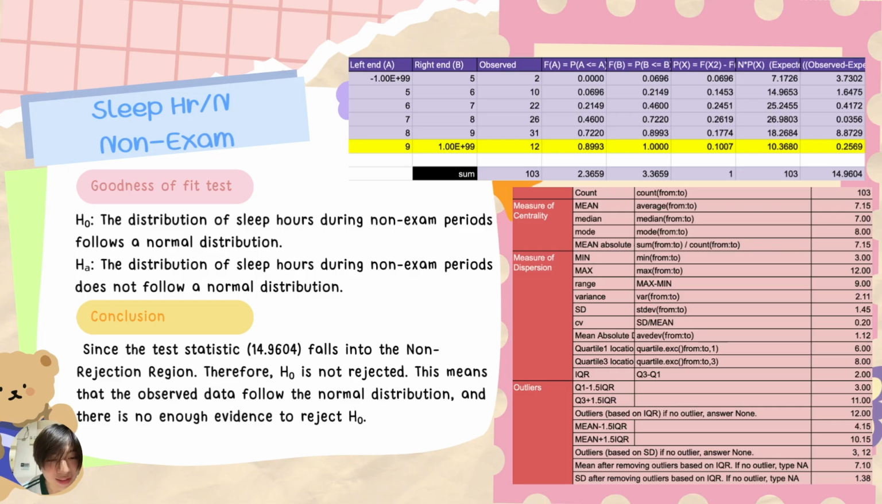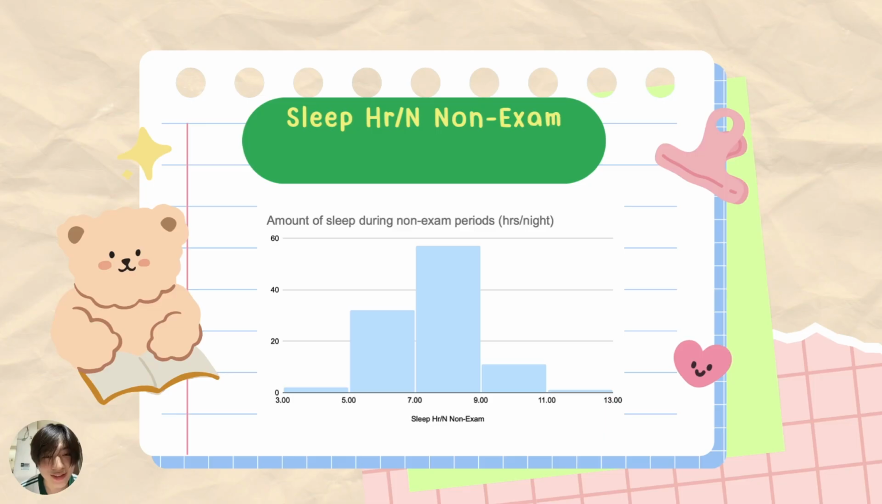Conclusion: since the test statistic 14.96044 falls into the non-rejection region, the null hypothesis is not rejected. This means that the observed data follow the normal distribution and there is not enough evidence to reject the null hypothesis. And this is the histogram of sleeping hours per night during non-exam periods.